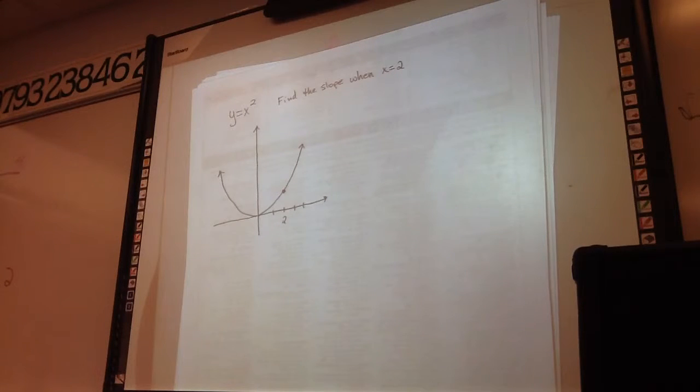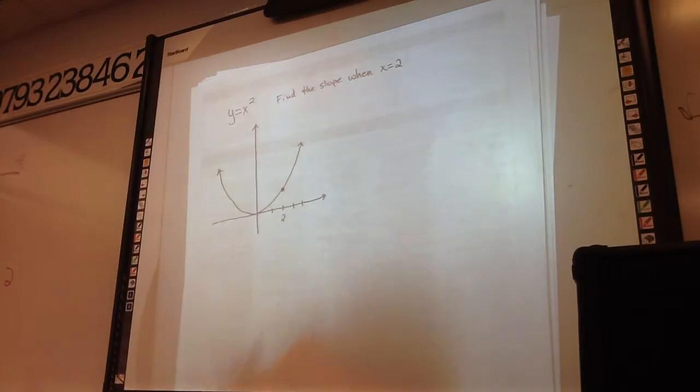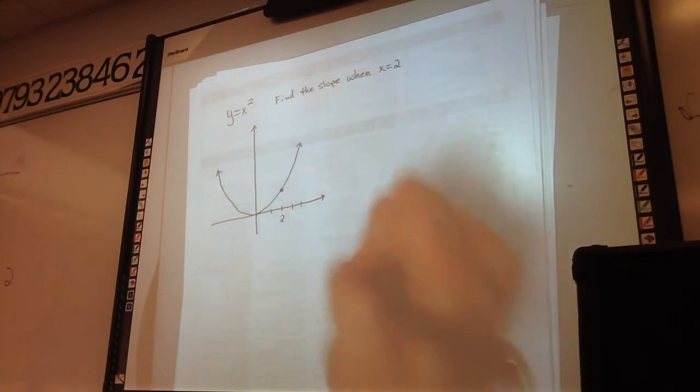We can't do slope without two points. We need change in y over change in x. That's okay. So what we're going to do is pick another point somewhere along here. She picked 3.